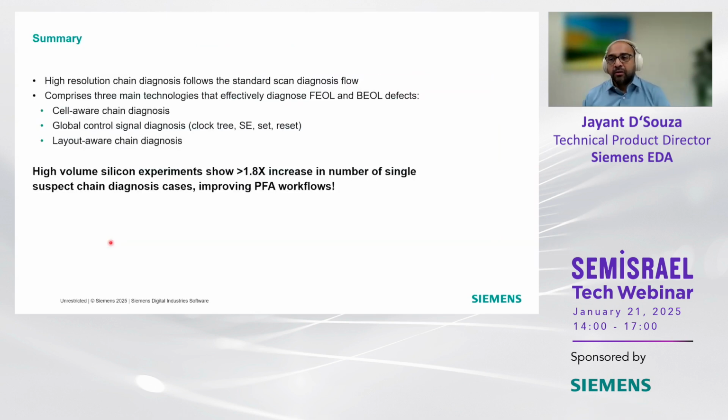In summary, this high resolution chain diagnosis flow follows the standard chain diagnosis flow, nothing different. It comprises three pieces of technology: cell aware chain, global control signal, and layout aware chain diagnosis. This was completely validated in high volume silicon experiments and shows a 1.8x increase in the number of single suspect chain diagnosis cases, thereby improving PFA workflows.